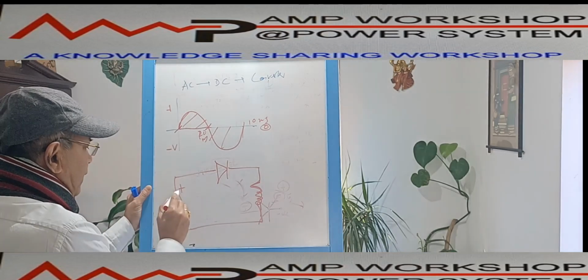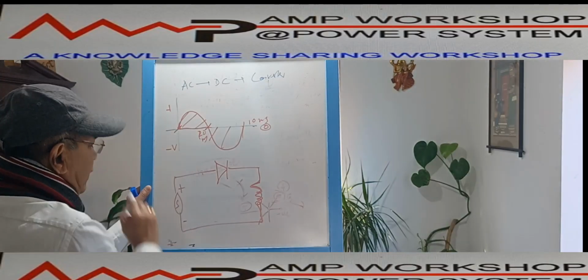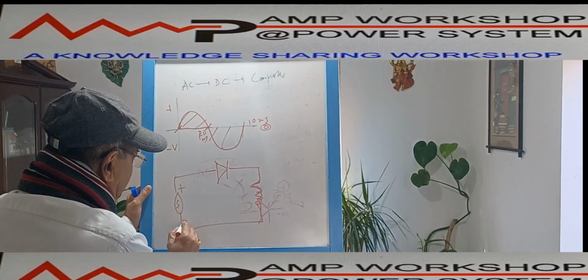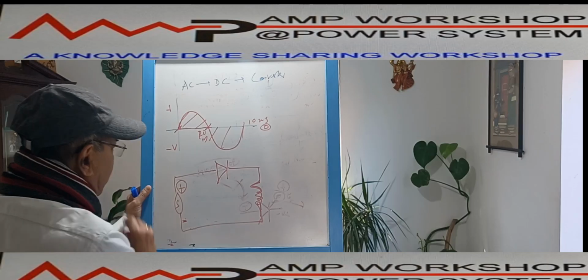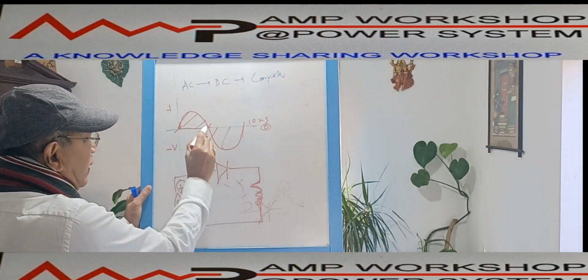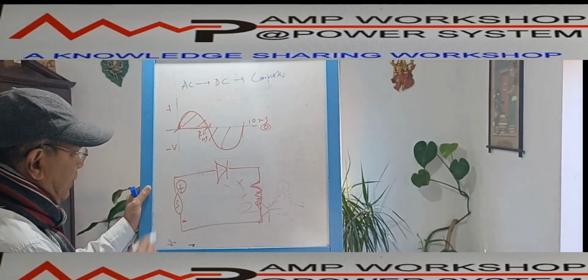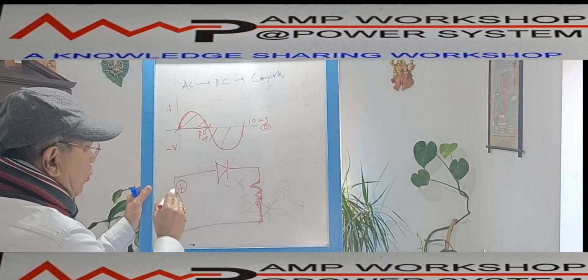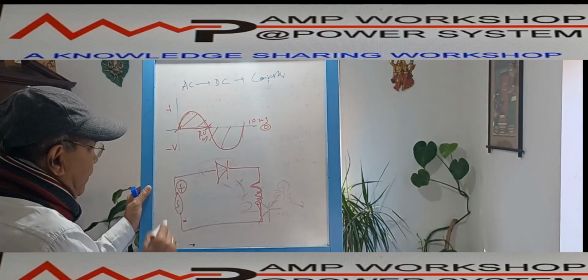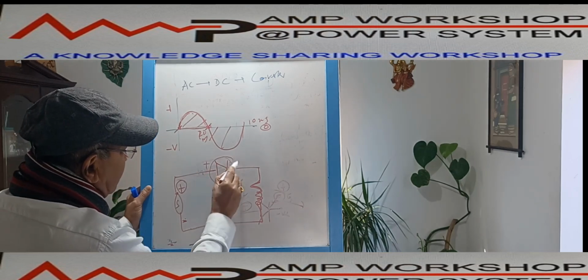Suppose this end is positive and this end is negative. When I apply this voltage, the anode voltage is positive, which means this voltage is applied to the anode. So for the first 10 milliseconds the anode voltage is positive. It starts at 0, gradually increases, and after 10 milliseconds it becomes 0 again. Till that time, the anode is positive and the other end is negative.